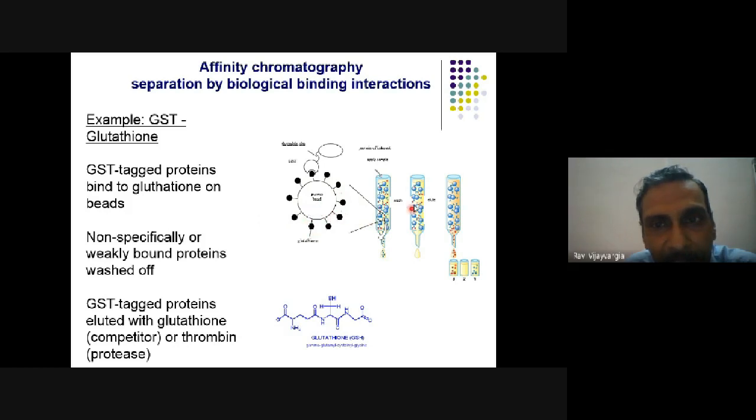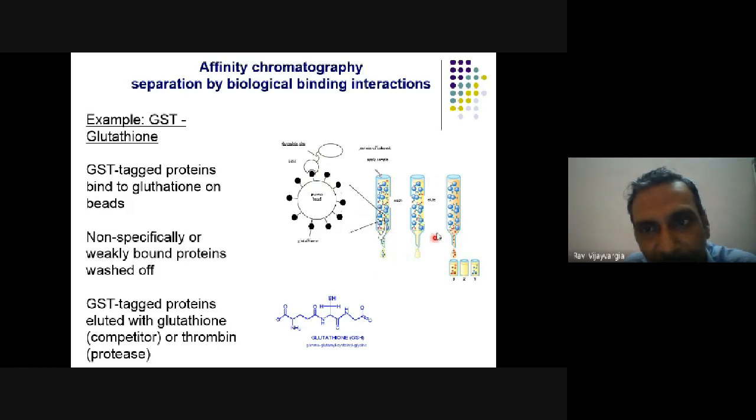To this column, we add a mixture of proteins, and amongst them one protein is our protein of interest, which has a GST tag. This GST will bind to glutathione, but since this glutathione is not free, it will not leave the column. All your protein having the GST tag will remain in the column, while all other proteins without the tag will be removed by washing.